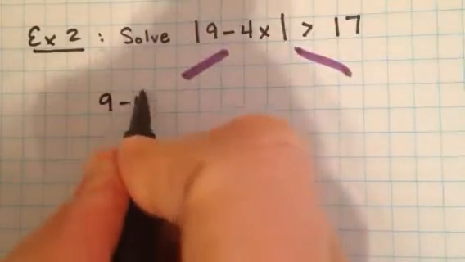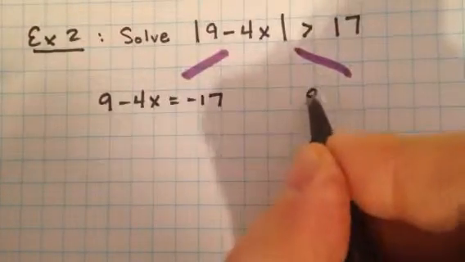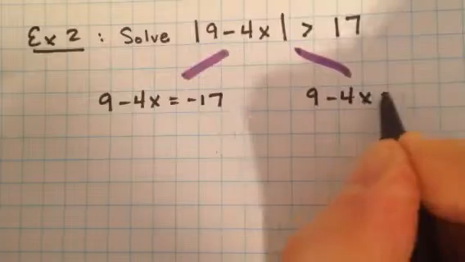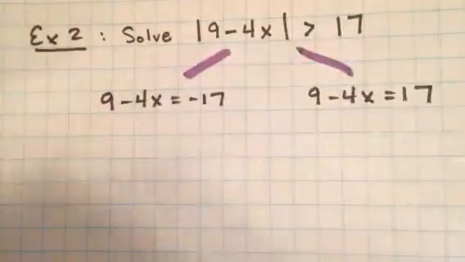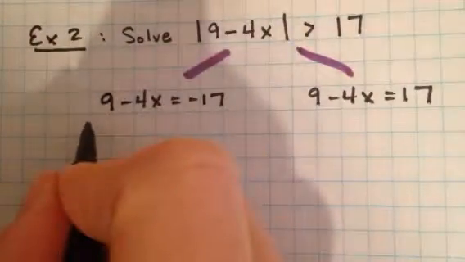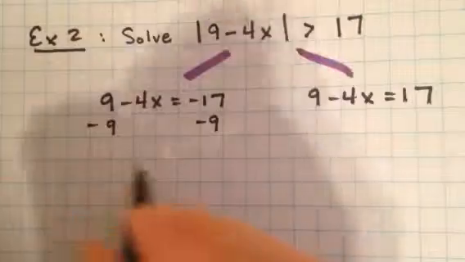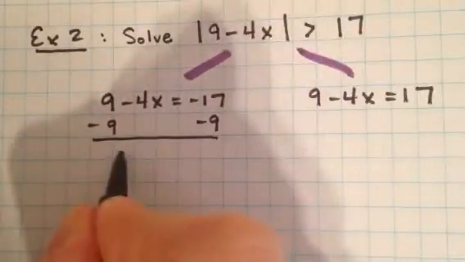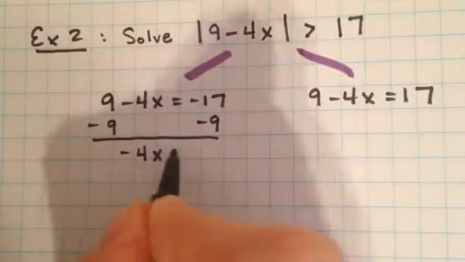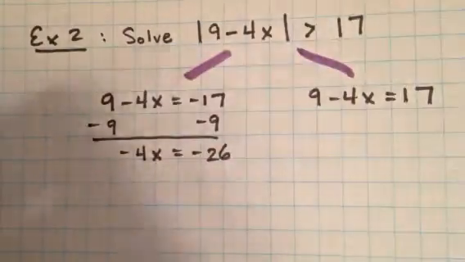9 minus 4x could be negative 17. Second part says 9 minus 4x could be 17. And you're going to take both of those equations and you're going to solve them. So let's start with the first one. Subtract 9 from both sides. We get negative 4 times x is equal to negative 26.